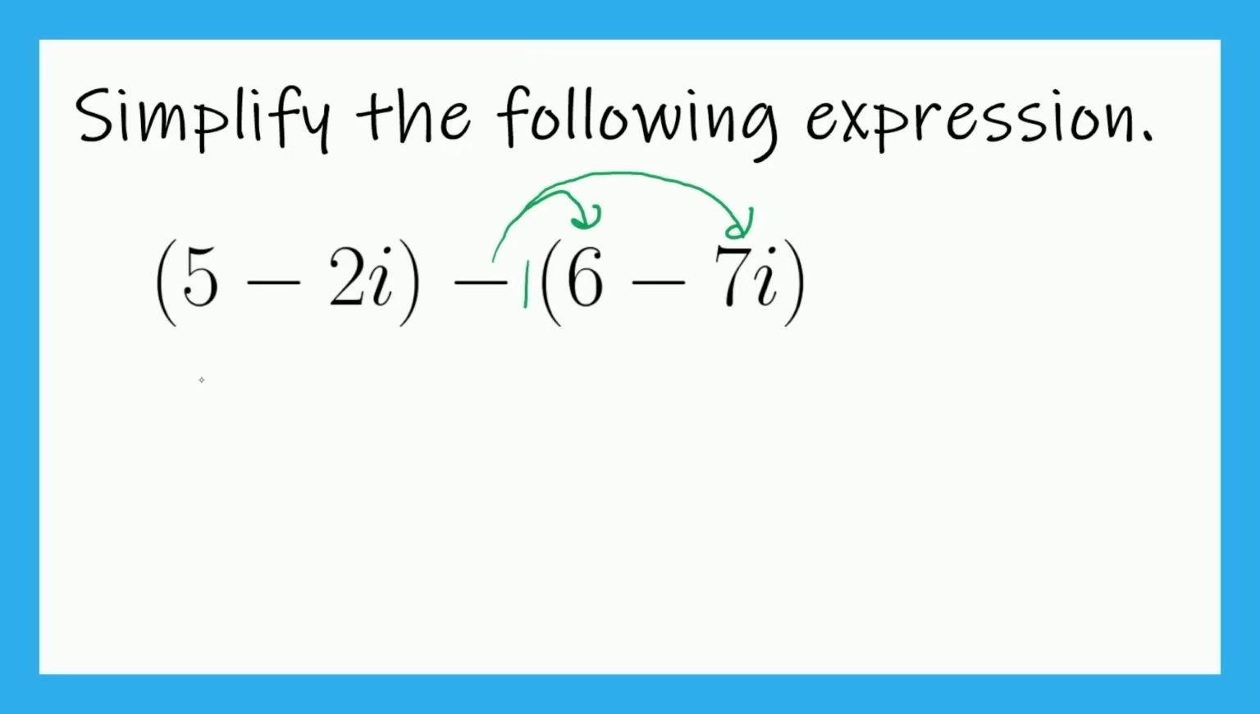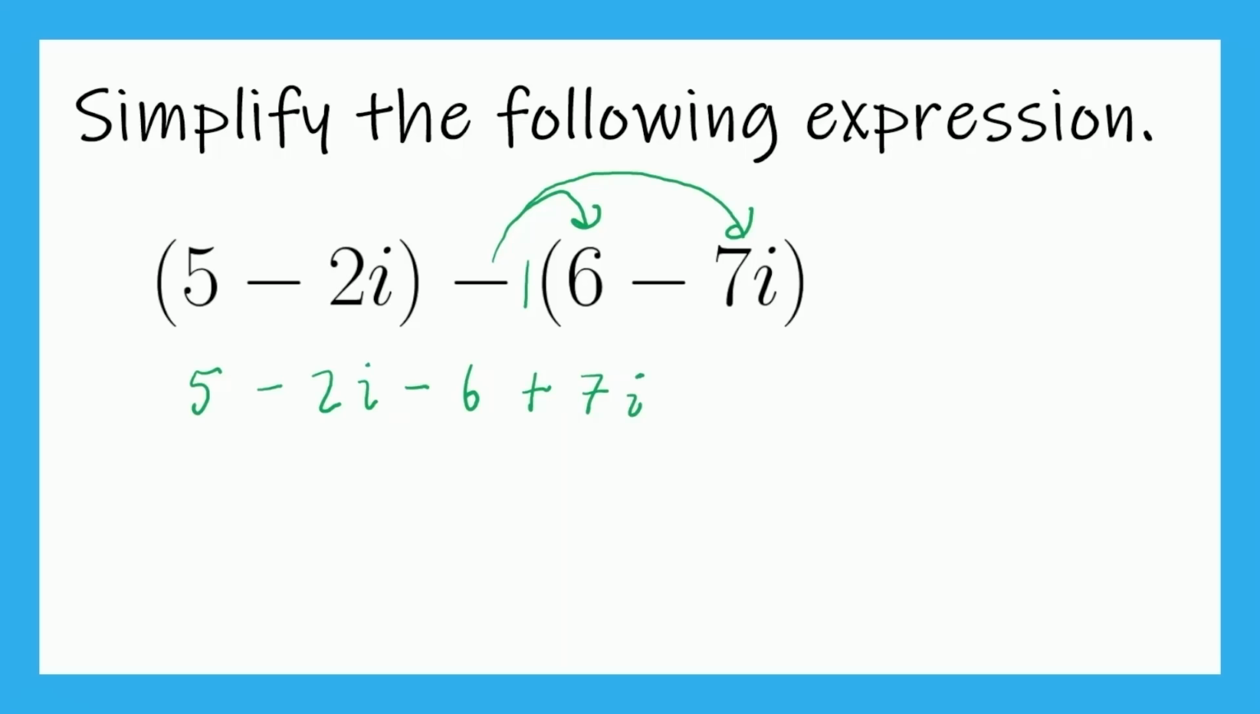So this first part we have is 5 minus 2i, right? And then next we have a -1 times 6 will give us a -6. So minus 6. And then -1 times -7i is a positive, negative times negative, and that will be a positive 7i. So plus 7i.